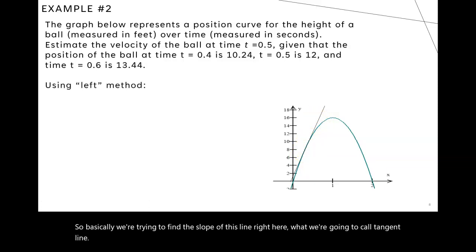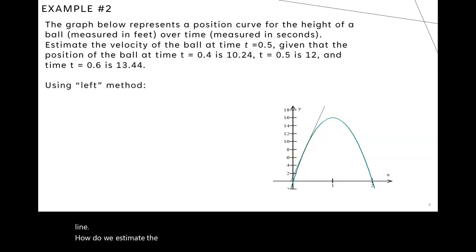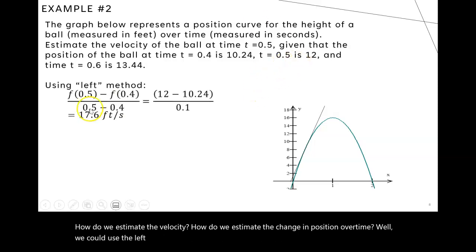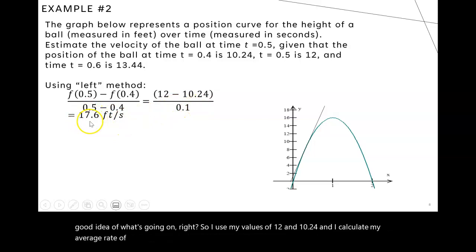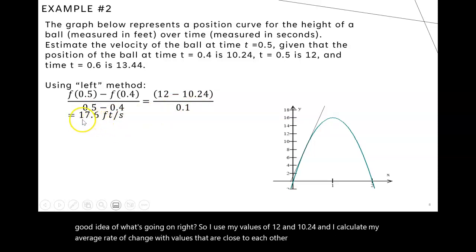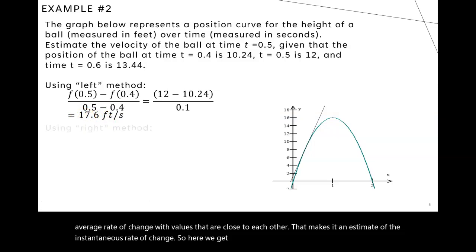Well, how do we estimate the velocity? How do we estimate the change in position over time? Well, we could use the left method. I could use 0.5 and 0.4. It's not completely accurate, but it gives us a good idea of what's going on. So I use my values of 12 and 10.24, and I calculate my average rate of change with values that are close to each other. That makes it an estimate of the instantaneous rate of change. So here we get 17.6.